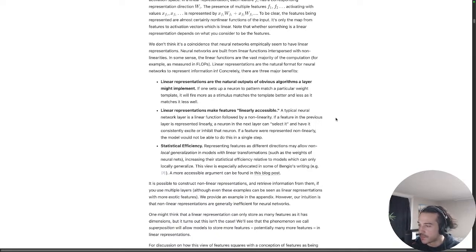Statistical efficiency. Representing features as different directions may allow non-local generalization in models with linear transformations, such as the weights of neural nets, increasing their statistical efficiency relative to models which can only locally generalize. This view is especially advocated in some of Bengio's writing. A more accessible argument can be found in this blog post.